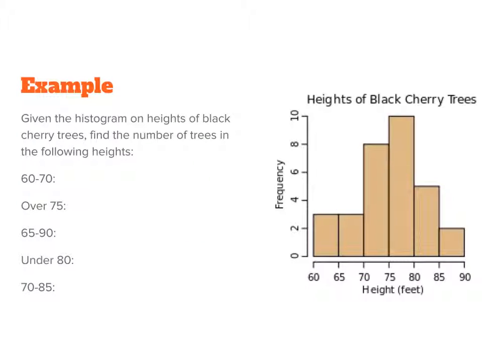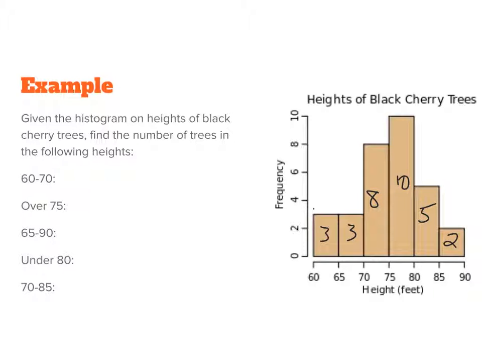Our next histogram, we're talking about heights of black cherry trees. Okay, so we've got the heights on the bottom and how many on the side. Again, always a good idea to figure out how many are in each first. This first one goes in between 2 and 4. That's going to be 3. Also 3. The next one goes up to 8 and then 10. Then between 4 and 6, that'll be a 5. And then the last one will be at 2.